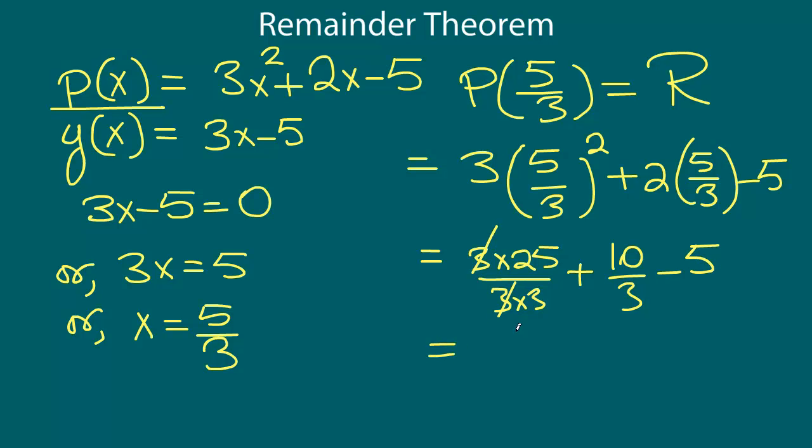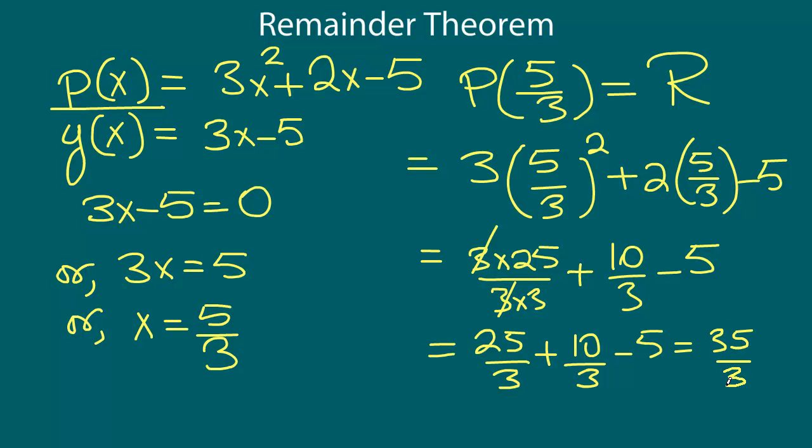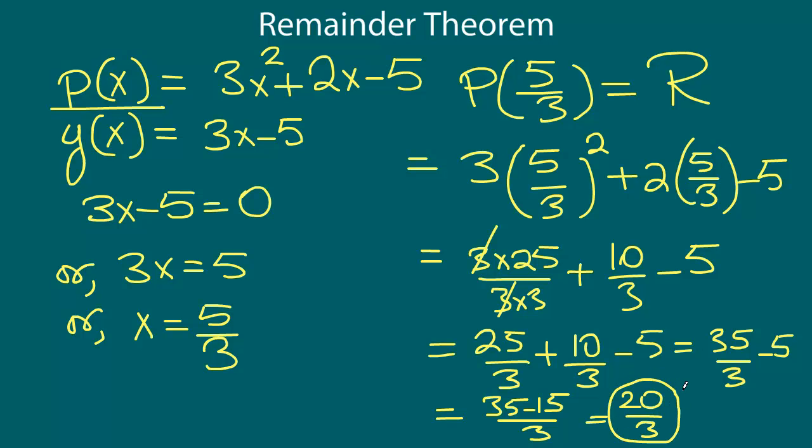And here one of the 3 will cancel out. So we will have 25 by 3 plus 10 by 3 minus 5. So this will be simply, I think if we were to add, it will be 35 by 3. 35 by 3 minus 5, right? And if we do this, it will be 35 minus 15 by 3. 35 minus 15, I think it will be 20 by 3. So this should be our remainder when we do this division.